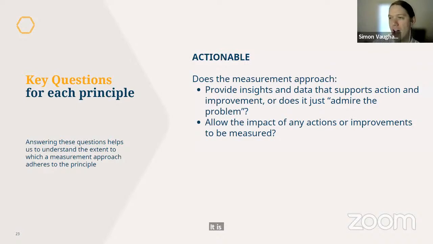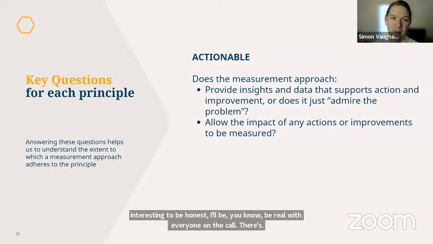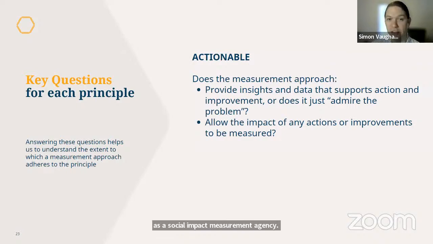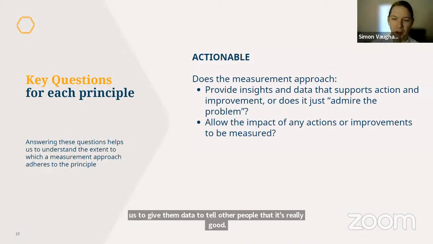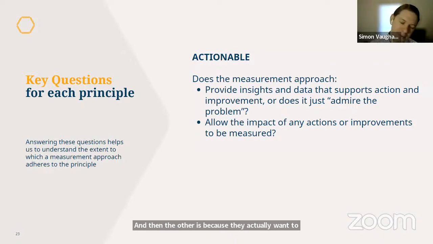I'll be real with everyone on the call. There are two reasons people come to us as a social impact measurement agency. One is they think what they do is really good and they want us to give them data to tell other people that it's really good. The other is that they actually want to improve what they're doing. The reality is that 90% of people who come to us just want us to tell them how good they are. So we're always really excited when we work with people who believe in genuine improvement, want to be as effective as possible, and continue to hone what they do and improve all the time. That's definitely one of the key goals.